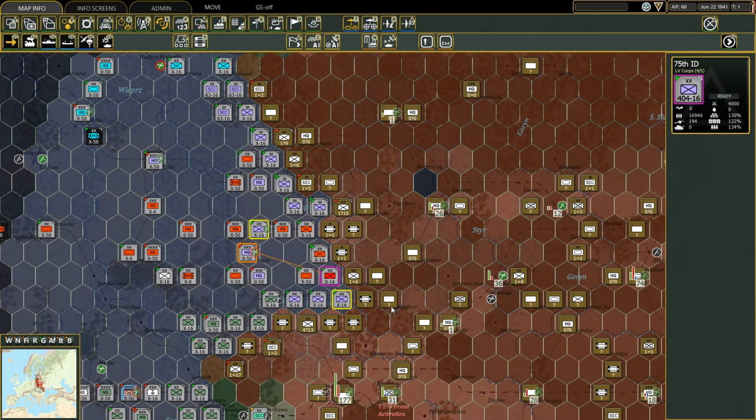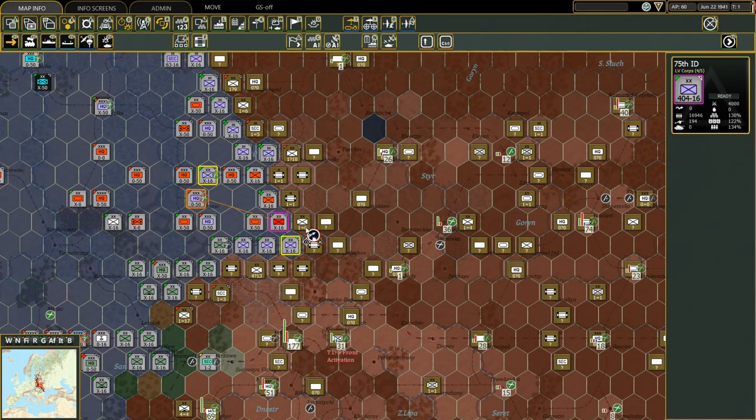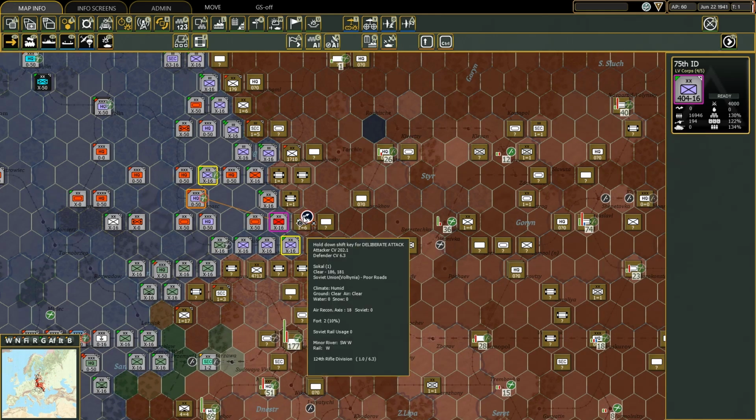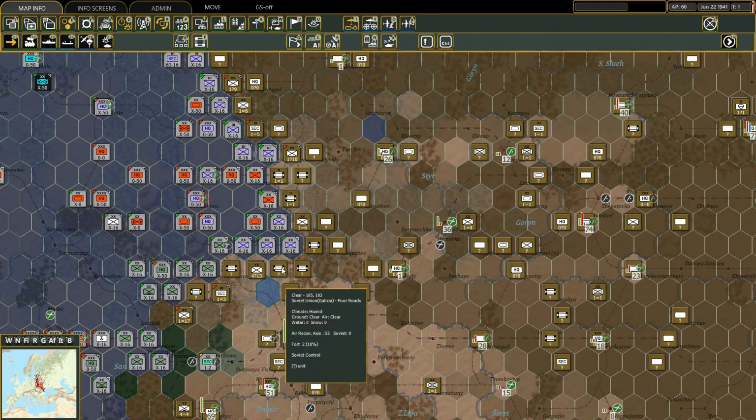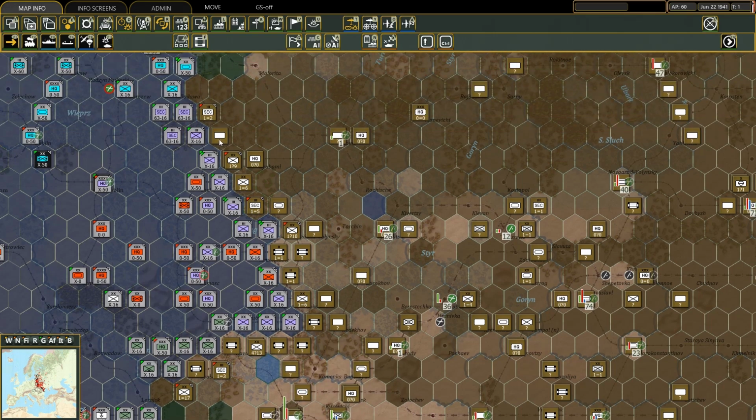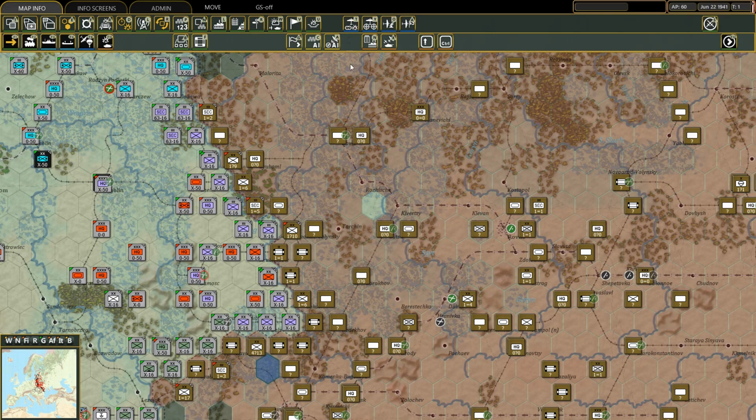Sorry, this is the way to see the recon values. You see, for instance, here you have a recon Axis 18. Here you have a recon Axis 20. Here you have 55. The higher the recon value, the lighter the hex becomes, while here you have 0. You have no recon, you have no idea of what's in here, basically.